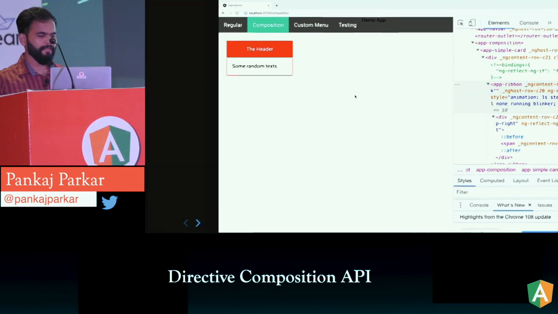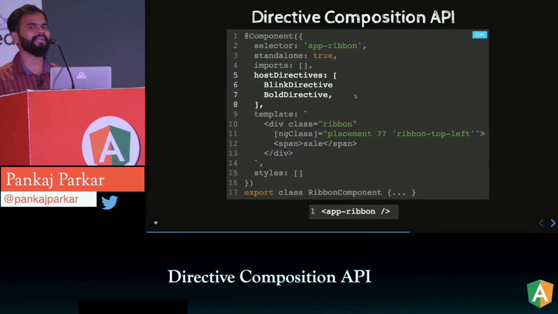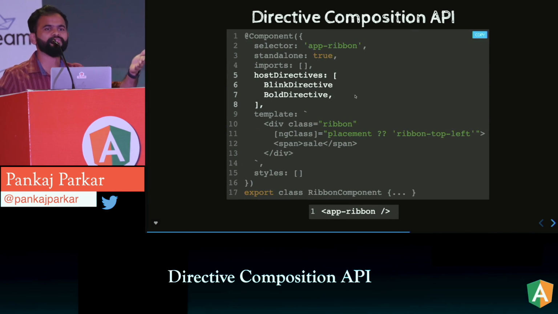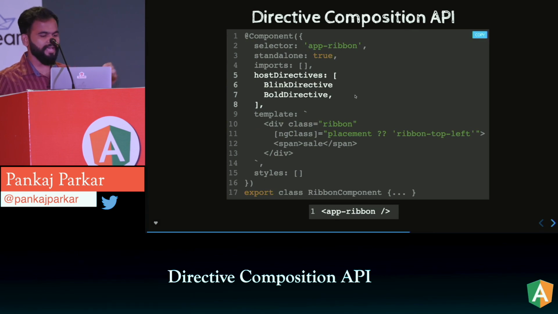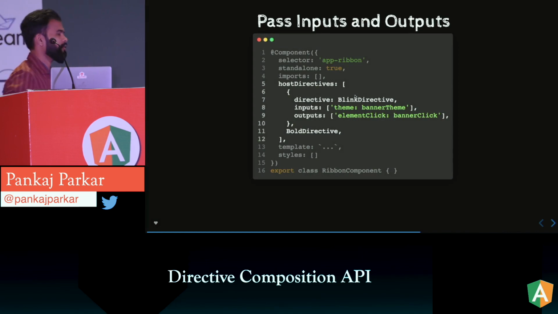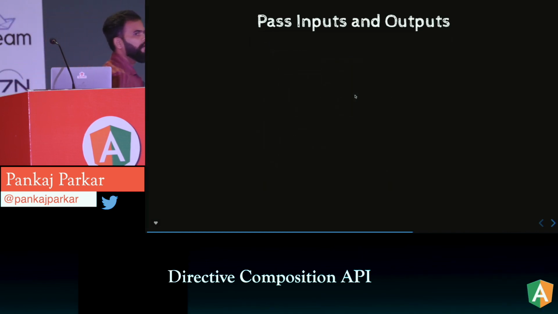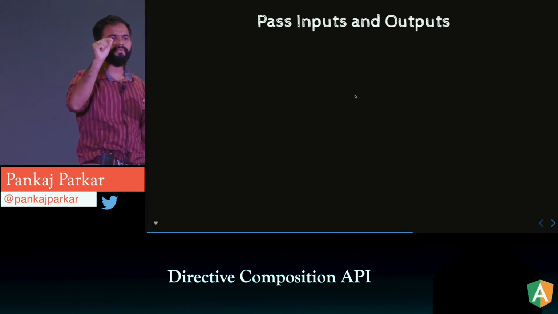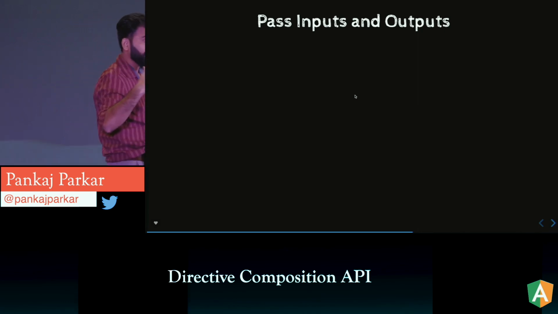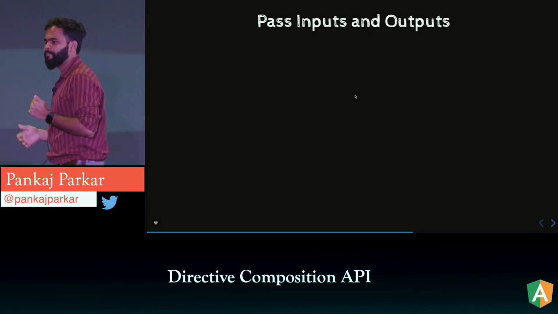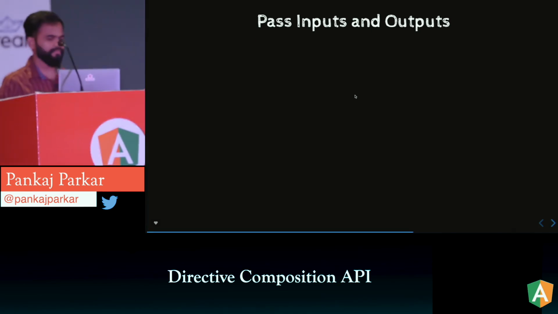Fine. So let's come back to the slide and make it a little more complicated. Generally directives are not that simple, right? You have to pass some parameters to them. It's not like you just add it inside an array. So how do we handle such a scenario? If you remember the app blink directive that we have seen, it has two behaviors: the blink behavior, and when you click on the element, it emits an output event, which is elementClicked. So let's try to implement that with hostDirectives.